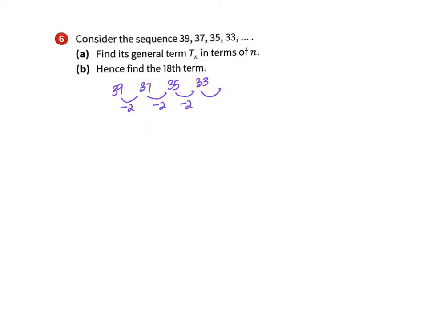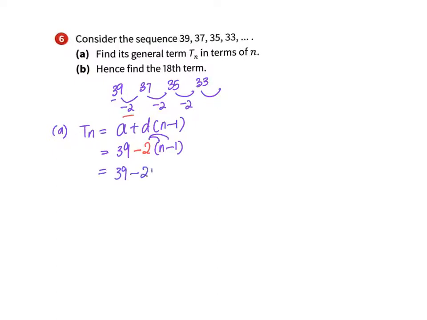I'm subtracting 2. So in order to find the general term Tn, we can use the first method. Tn is given by the formula a plus d bracket n minus 1. In this case, the first term is 39, and the difference is negative 2, so it is not plus d but minus 2 instead. I multiply this negative 2 to n minus 1. Can we leave this as the final answer? No, we need to expand and simplify.